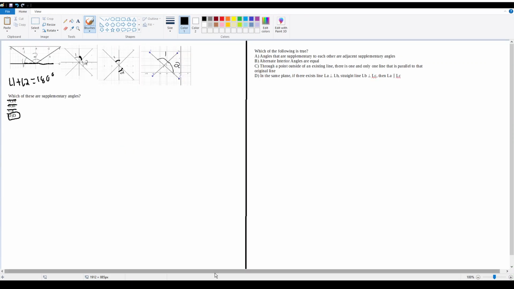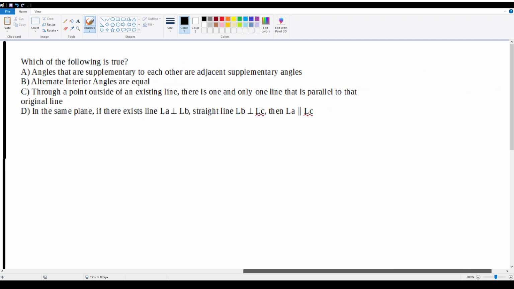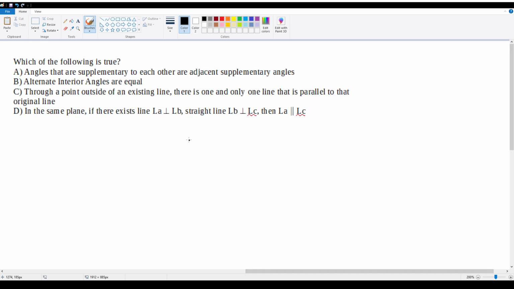So our second question: which of the following is true? Angles that are supplementary to each other are adjacent supplementary angles. Alternate interior angles are equal. Through a point outside of an existing line, there is one and only one line that is parallel to the original line. In the same plane, if line A is parallel to line B and line B is parallel to line C, then line A is parallel to line C. This is perpendicular, sorry. If line A is perpendicular to line B, and line B is perpendicular to line C, then line A is perpendicular to line C. So, which of the following is true? We'll go through all of them, like the other one.